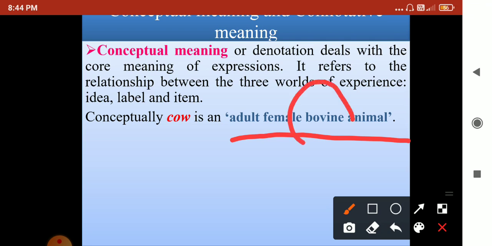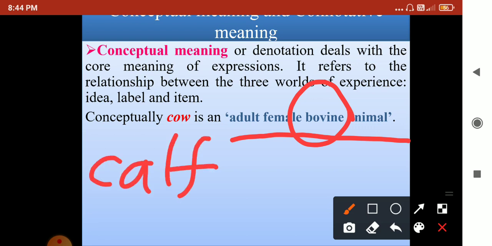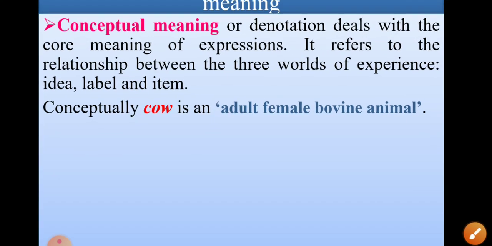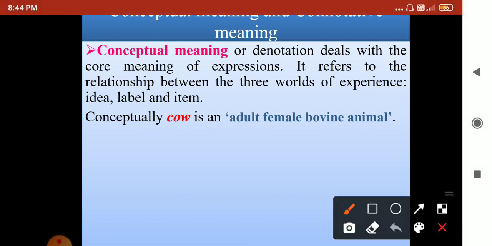बोवाईन या प्रकारचा हा एक ॲनिमल आहे, ॲडल्ट आहे, फिमेल आहे. काफ म्हटलं, समजा if I say calf, वासरू, तर याच्यामध्ये काय बदल होईल? ॲडल्ट नसेल ते, बरोबर. Calf is also a bovine animal but it is not an adult animal. So this is how meaning changes. As soon as you read or hear this word cow, you understand, or an image comes to your mind. So the idea is explained with the help of a label which has reference to the animal in the real world.